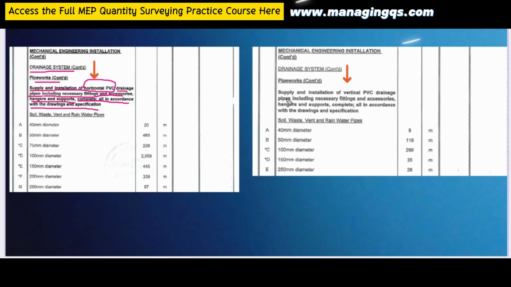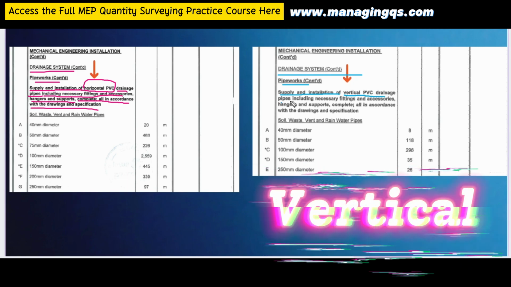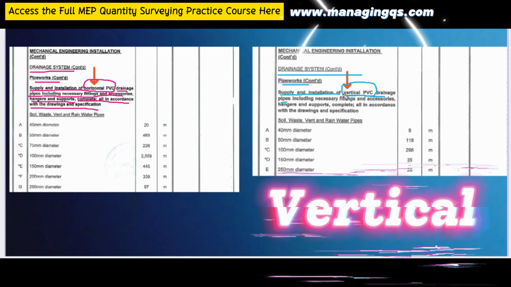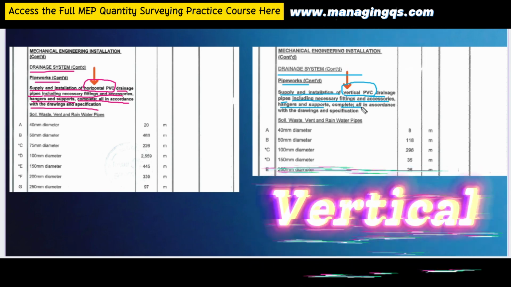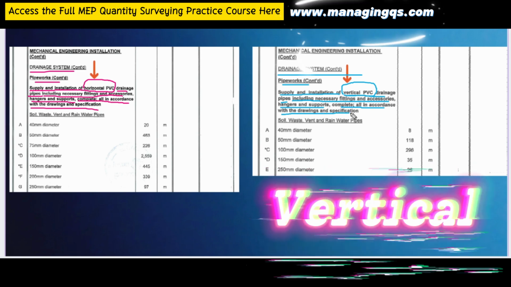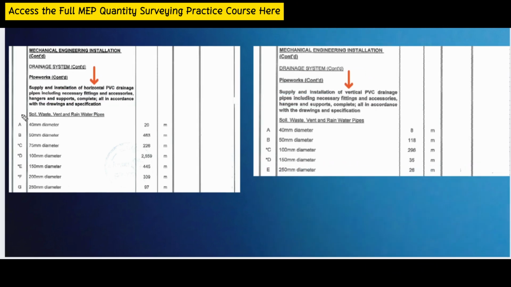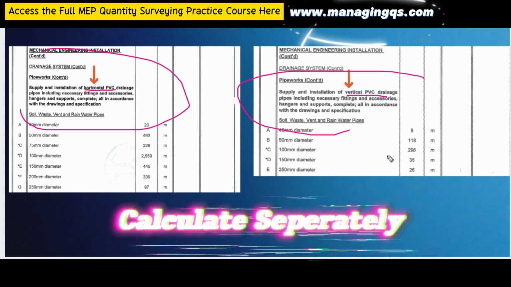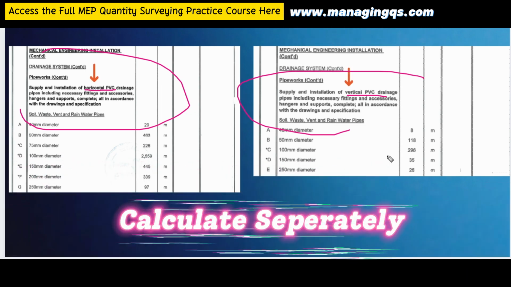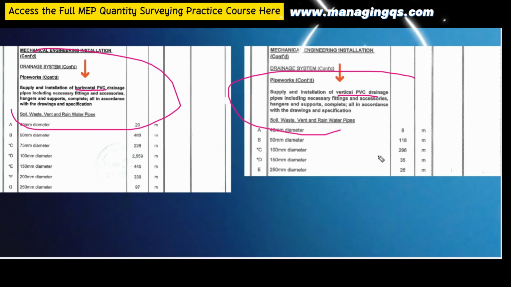Right. The other paragraph, you can see under the drainage system the pipe works supply and installation of vertical PVC drainage pipe. So the important terminology is vertical, including necessary fittings and accessories, hangers and supports complete all in accordance with the drawings and specification. Alright, so if you compare these two paragraphs, only one word differs. On the left side you can see the horizontal PVC, on the right side the vertical PVC. So you should always remember that during your drainage pipe quantity takeoff, it must be done separately as vertical and horizontal.